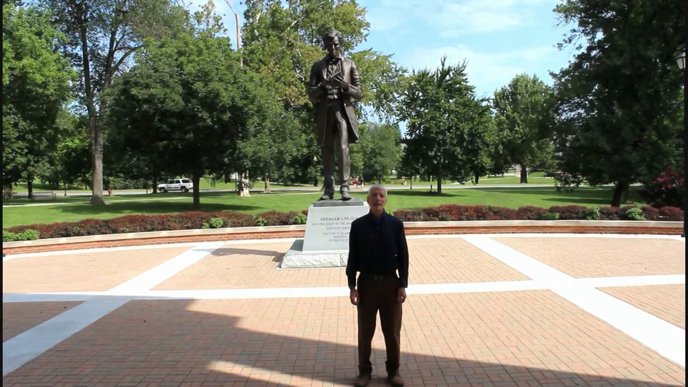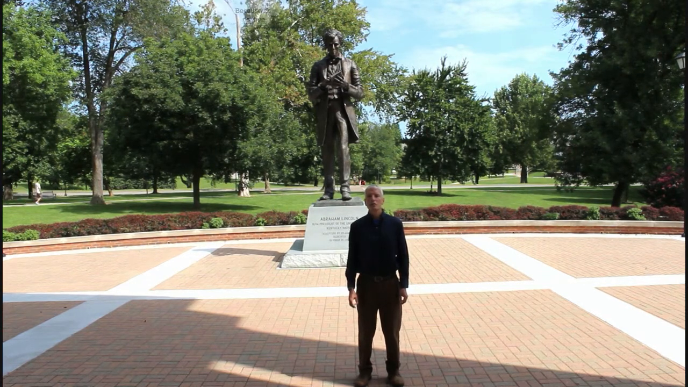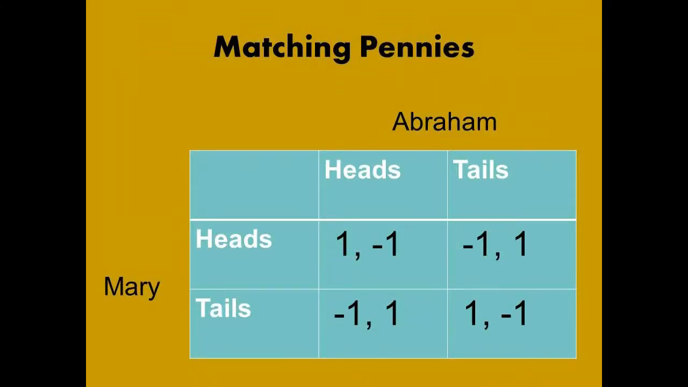Few people know that Abraham Lincoln and his wife, Mary Todd Lincoln, liked to play a game where they would each choose heads or tails on a penny, and then they would each gain or lose a penny depending on the combination of the strategies chosen. Here's the payoff matrix for the matching pennies game. If the pennies matched, Abraham would lose a penny to Mary. If the pennies didn't match, Mary would lose a penny to Abraham.